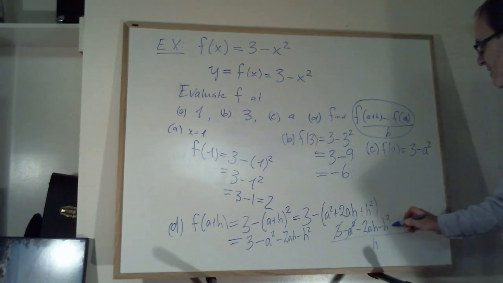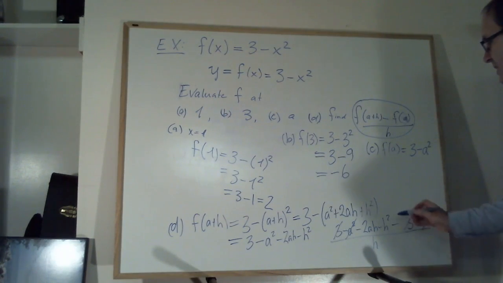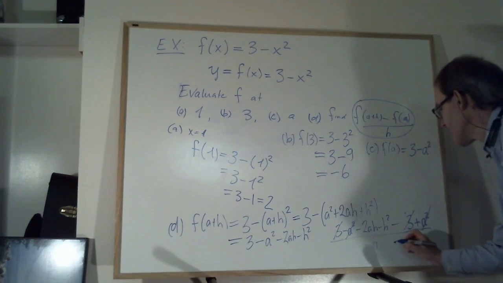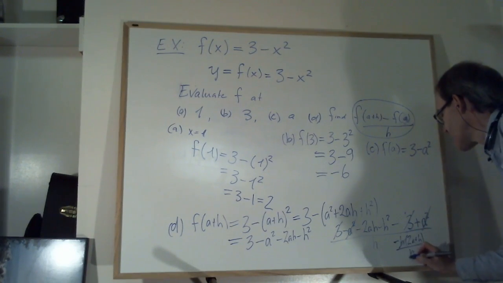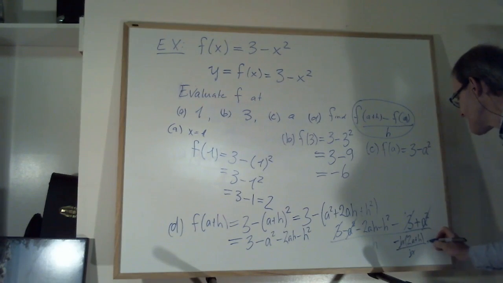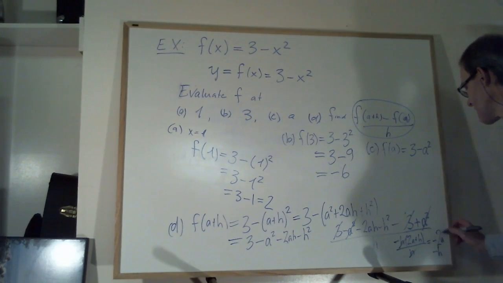And you see that all these terms have an h in them. So when I factor this, I'll get minus h outside of 2a plus h, divided by h. Cancel that, and the minus sign stays there, and I get minus 2a minus h. So that's all one expression.